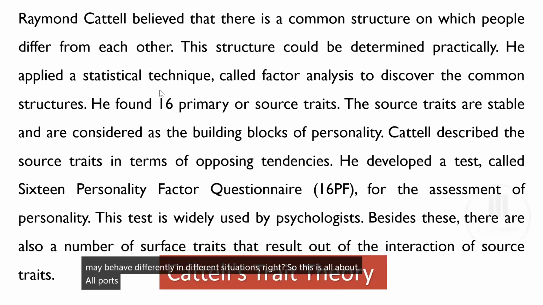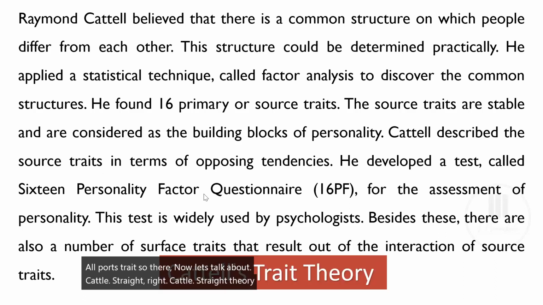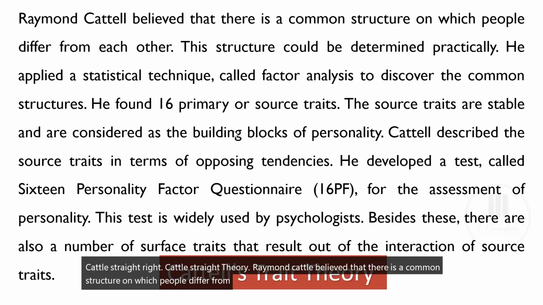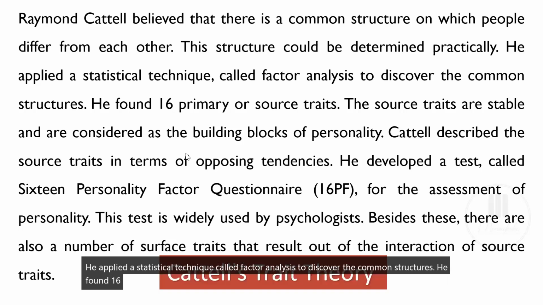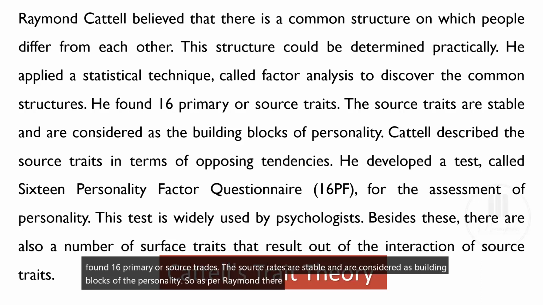So dear, now let's talk about Cattell's trait theory, right? Raymond Cattell believed that there is a common structure on which people differ from each other. This structure could be determined practically. He applied a statistical technique called factor analysis to discover the common structures. He found 16 primary or source traits. The source traits are stable and are considered the building blocks of personality. So, as per Raymond, there are 16 primary or source traits that are stable and they are considered the building blocks of one's personality.